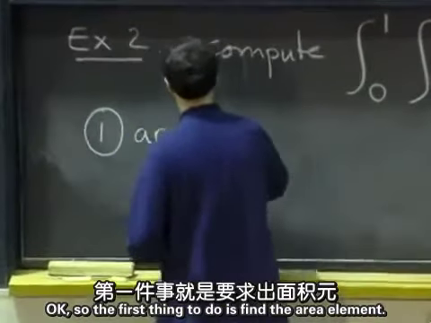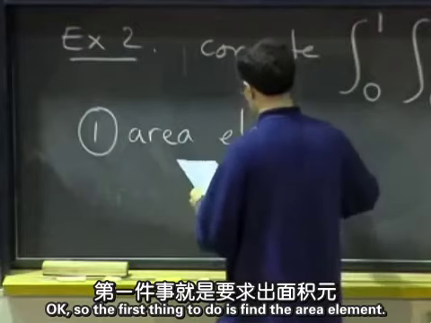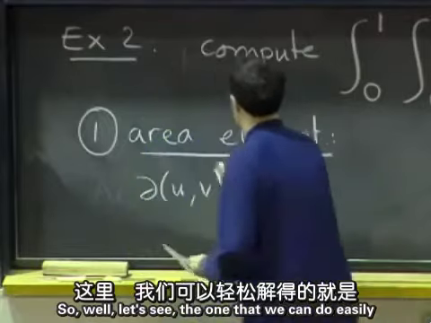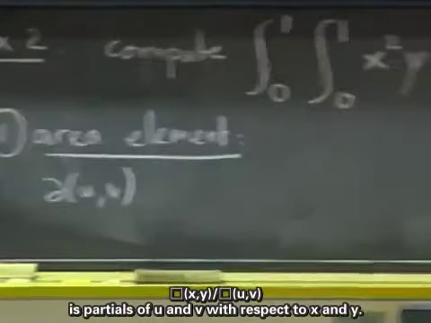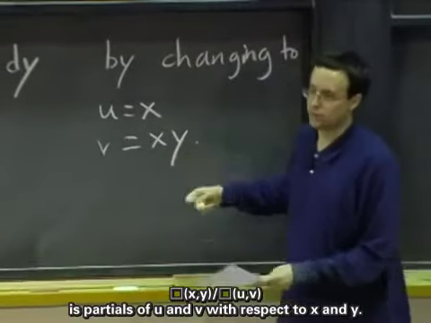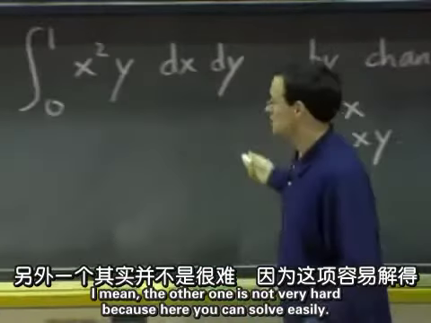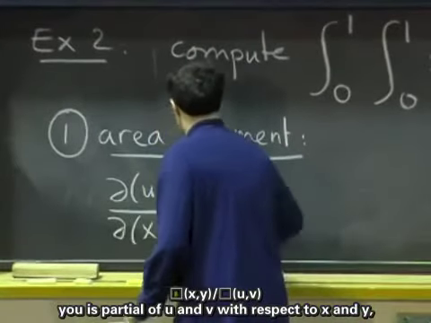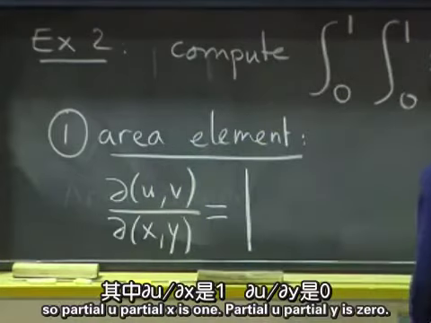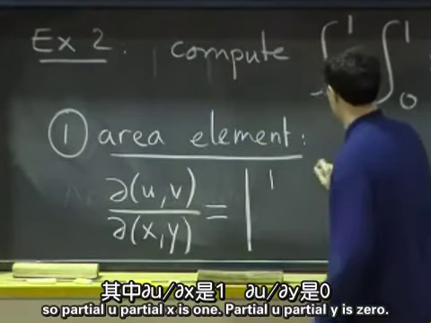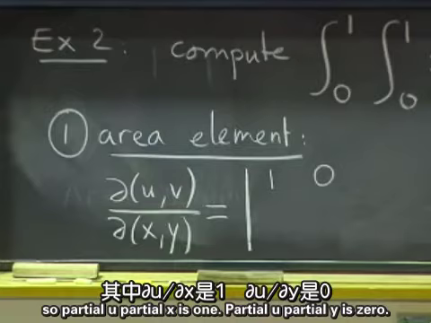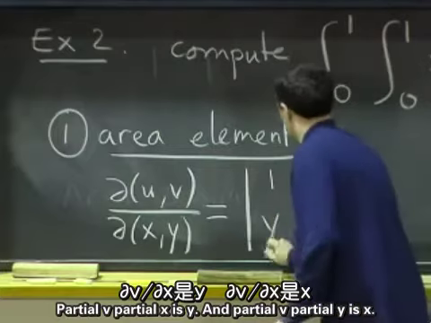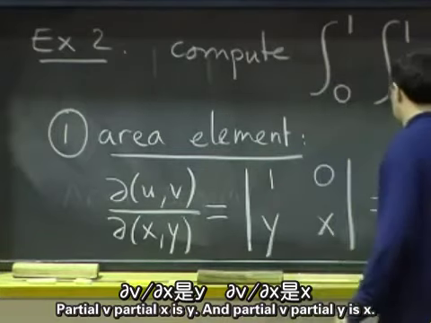Okay, so the first thing to do is find the area element. And for that we use the Jacobian. So, well, let's see. The one that we can do easily is partials of u and v with respect to x and y. I mean, the other one is not very hard because here you can solve easily, but the one that's given to you is partial of u and v with respect to x and y. So partial u, partial x is 1, partial u, partial y is 0, partial v, partial x is y, and partial v, partial y is x. Okay, so it's just x.